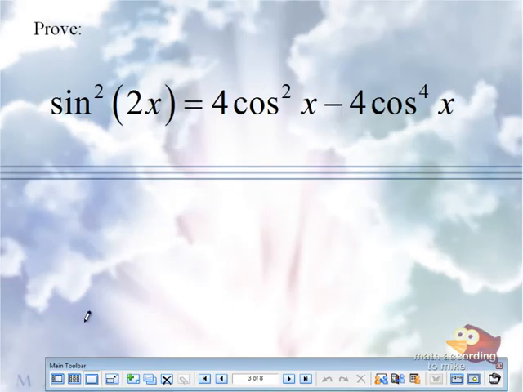We're going to prove that sine squared of 2x is equal to 4 cosine squared of x minus 4 cosine to the fourth of x. Here's the deal. We cannot assume this is true, meaning we cannot treat this statement as an equation, meaning that I cannot divide both sides by 4. Because by dividing both sides by 4, I'm treating it like an equation. So when I say you can't assume what you're trying to prove, that's what I mean. Do not treat it like an equation.